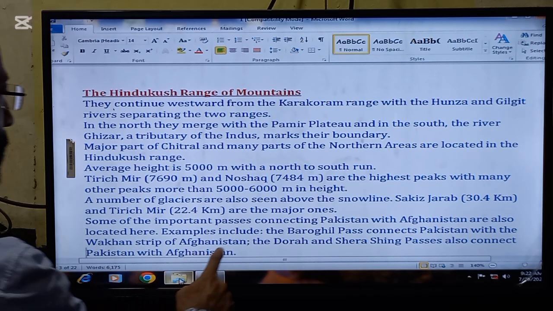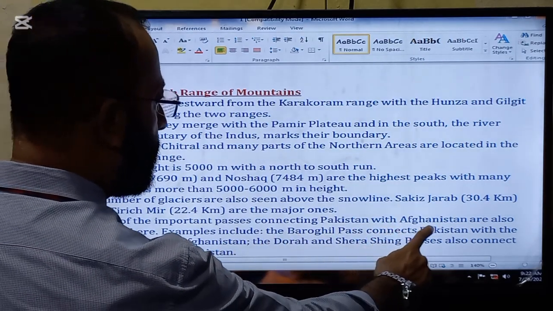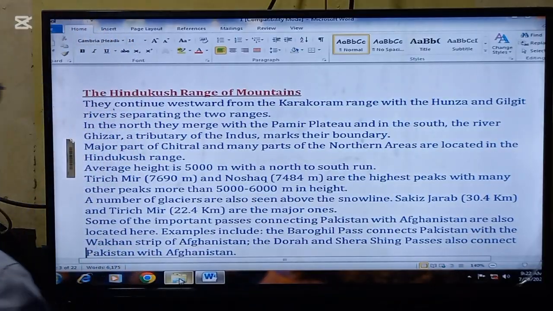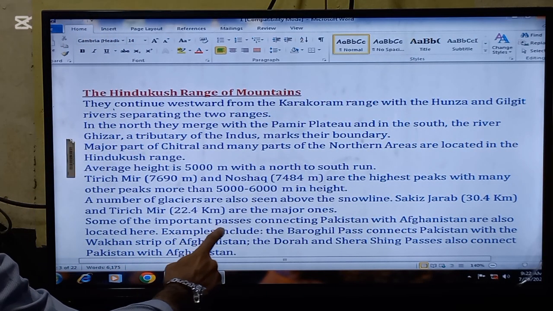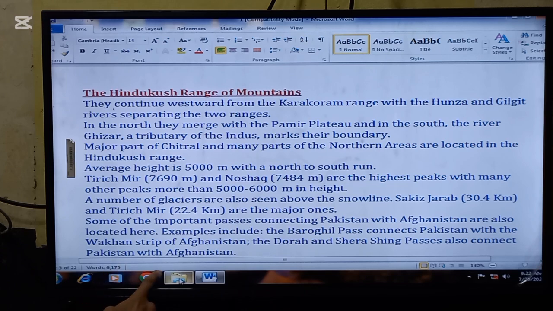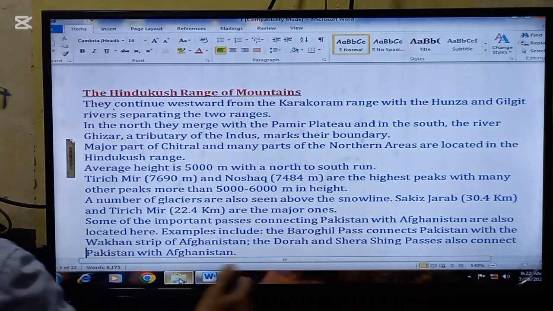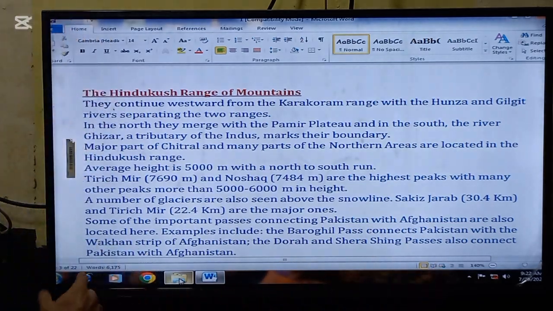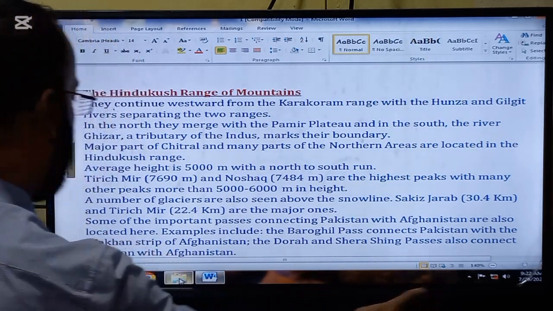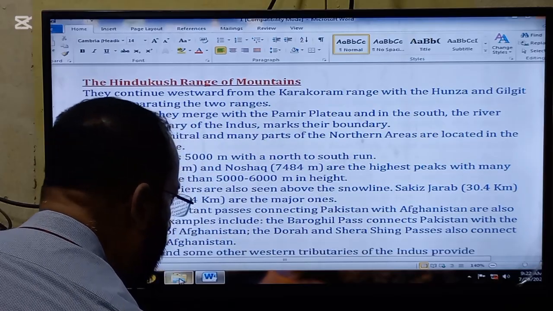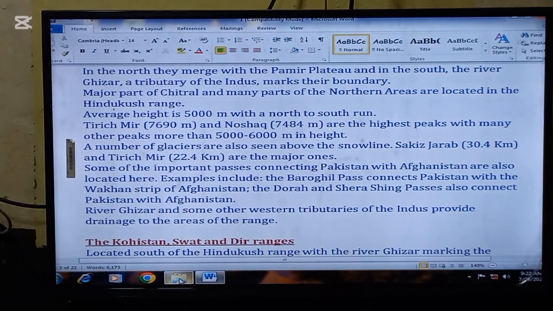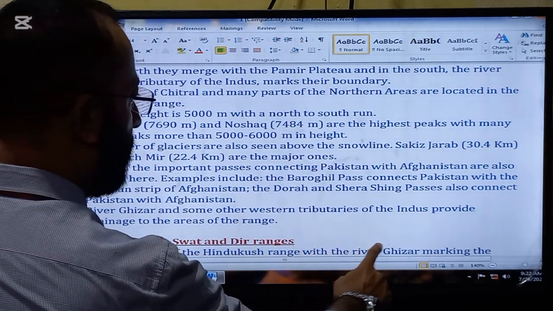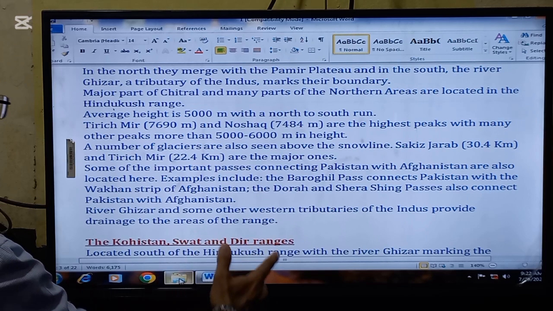A number of glaciers are also seen above the snow line. Kiss Jarab, that is 30.4 kilometers, and Tirich Mir, that is 22.4 kilometers, are the major ones. Some of the important passes connecting Pakistan with Afghanistan are also located here. Examples include the Baroghil Pass, which connects Pakistan with the Wakhan strip of Afghanistan. The Dorah and Shawal passes also connect Pakistan with Afghanistan. River Ghazer and some other western tributaries of the Indus provide drainage to the areas of the range.